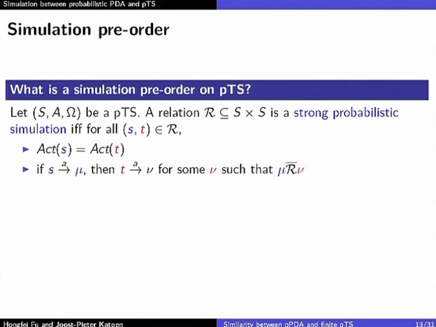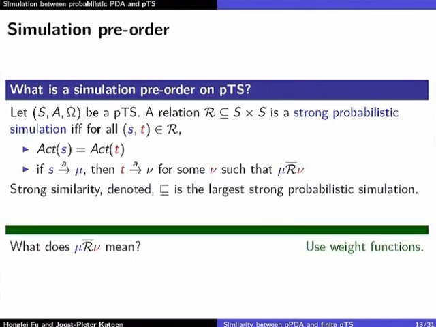And if S can do a transition to some distribution, then T can go to a distribution nu for some distribution nu such that mu and nu are related. And this R bar is the lifting of the relation between states to distributions. I'm going to explain what that means. Strong similarity is then simply the largest of such simulation relations. Good. So what does that R bar mean?